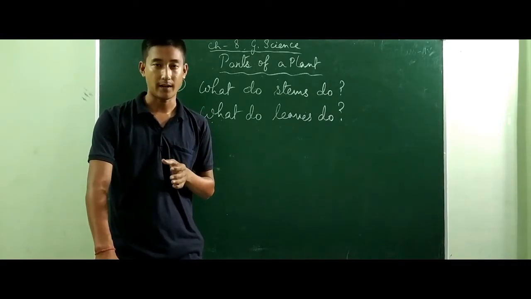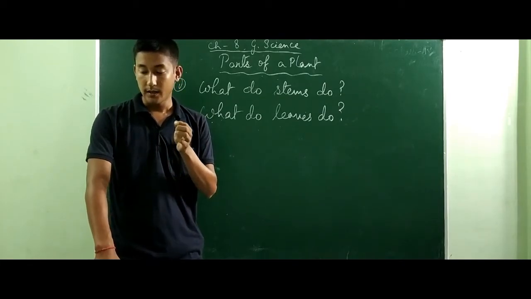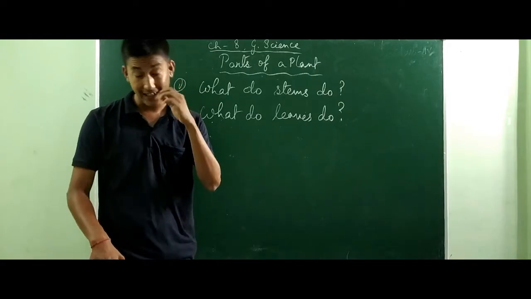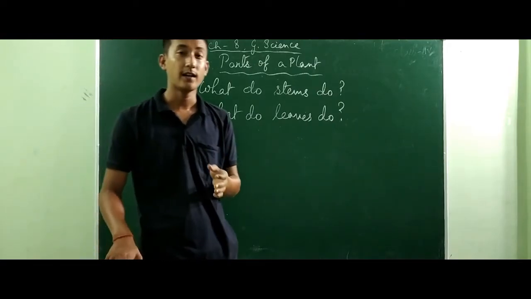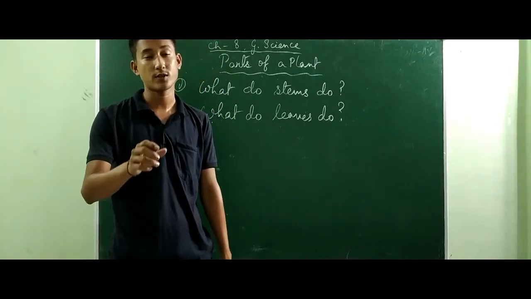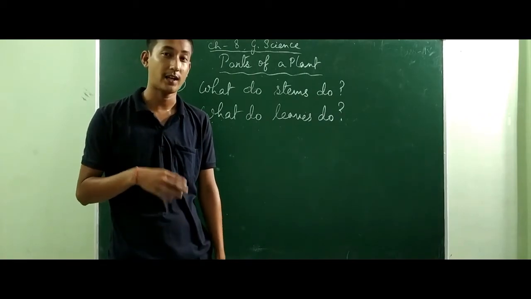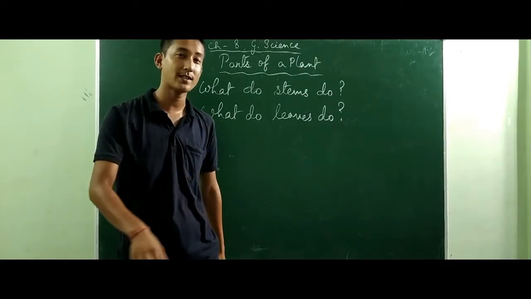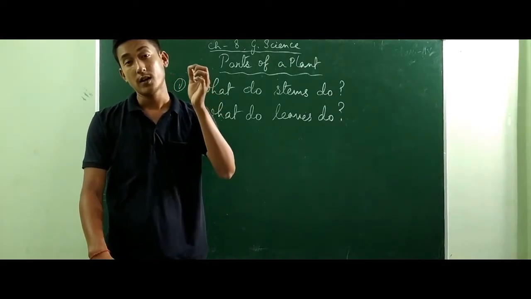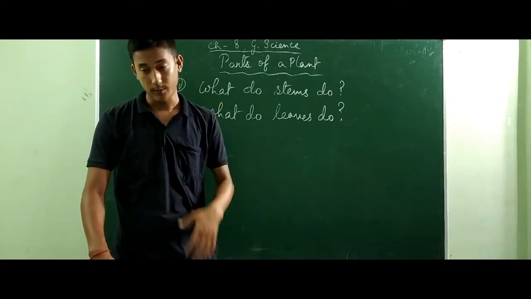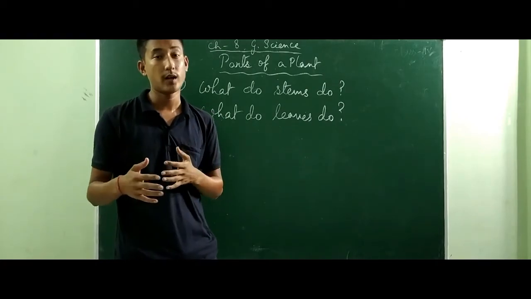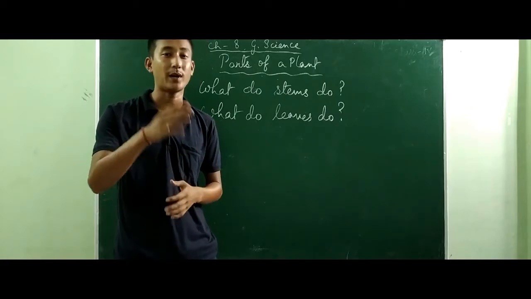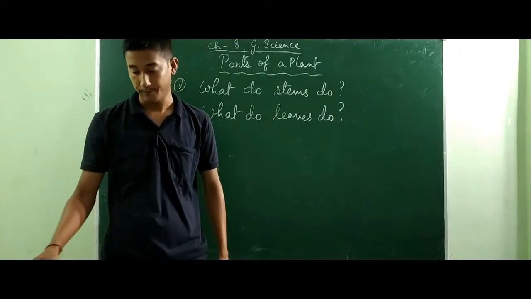And the leaves take in carbon dioxide and give out oxygen. That is the oxygen which is inhaled by us, and the carbon dioxide which is exhaled by us is taken by the plants, and the oxygen which the plants give out is taken by human beings. That means both humans and plants are interrelated. That means we are helping the plants and plants are also helping us to survive.